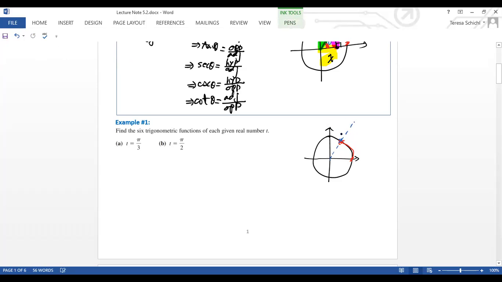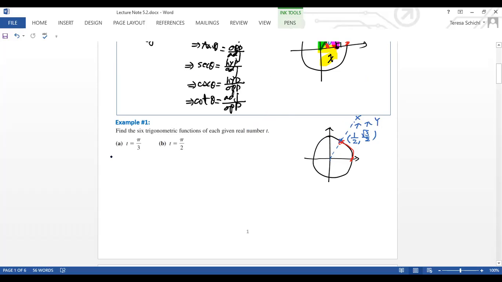Terminal point here. What is the terminal point? It's pi over 3, right? So that means what is my x here? My x here is 1/2. And what is my y here? It is the square root of 3 over 2. Correct, right? So that's what we did from the last ones here. If you still remember, good; if you don't remember, then go review it. That's why we say x is equal to 1/2.